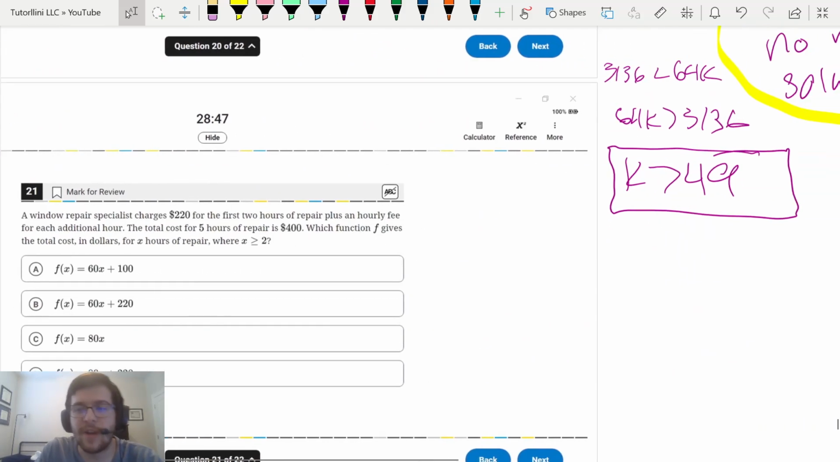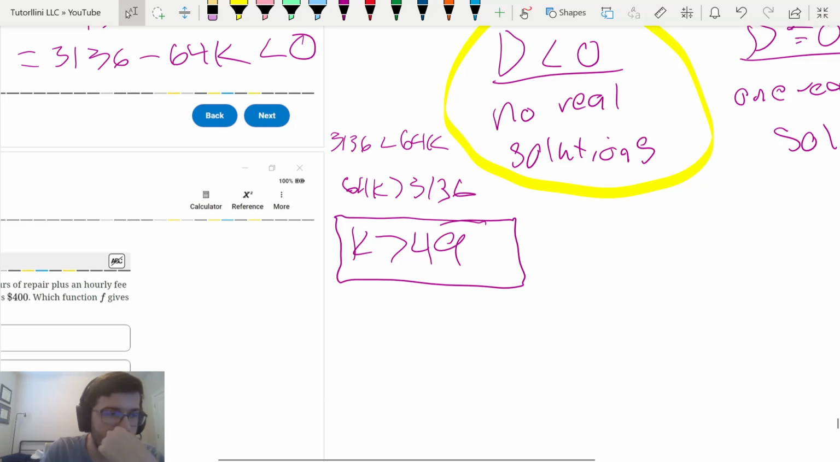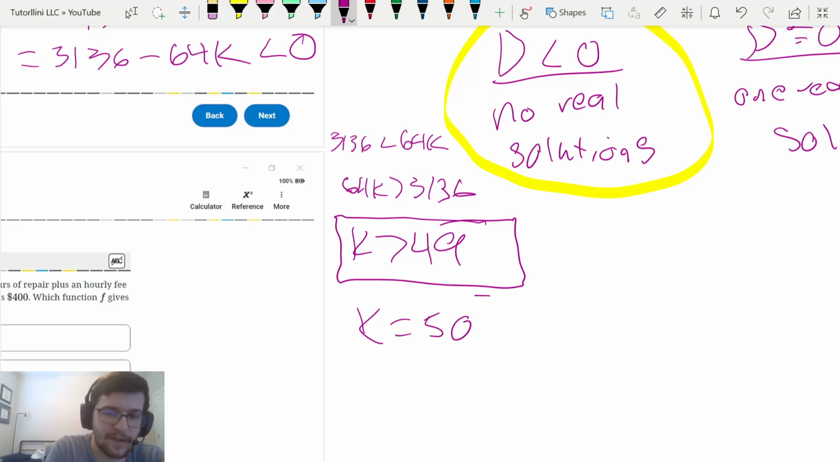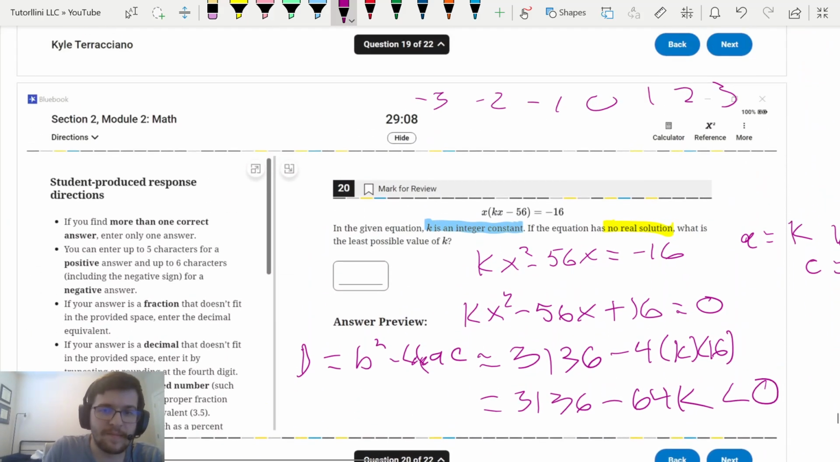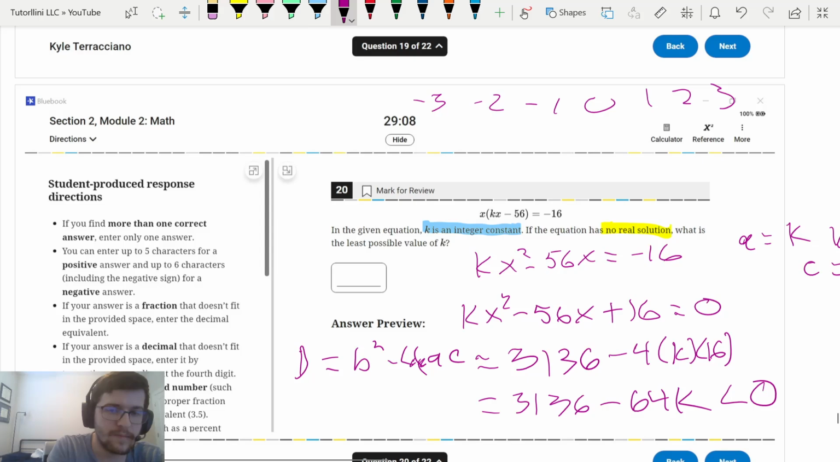So if K is greater than 49, well, K cannot be equal to 49. So we can't use 49. So we need to use the next biggest one that satisfies it to find the minimum value of K, which is 50. So 50 is greater than 49. And that's your final answer, 50. Yeah, you could also plot this just to verify, but again, Desmos doesn't really help with this one. You have to do this one by hand.